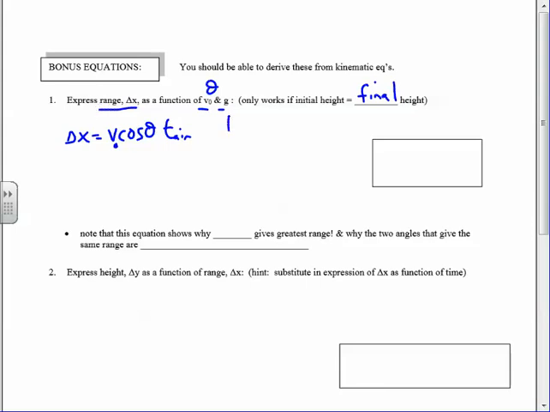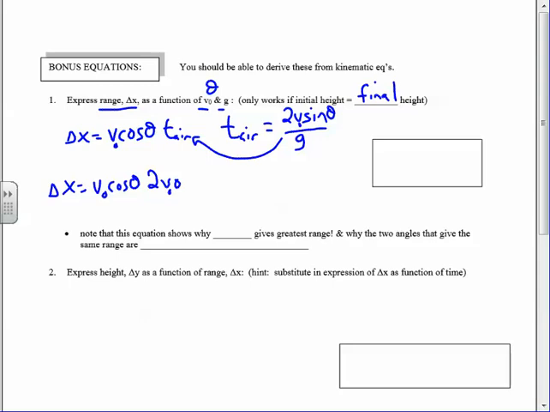Well, if we go back to the previous problem without reinventing the wheel, we see that time in the air is twice our vertical velocity, which is V sine theta, all over g. So if we substitute that into here, we've got delta x equals V naught cos theta times 2 V naught sine theta all over g. Okay, in essence we're done, but we can see we have cosine theta and sine theta, so we want theta in two different operations. So let's try to simplify.